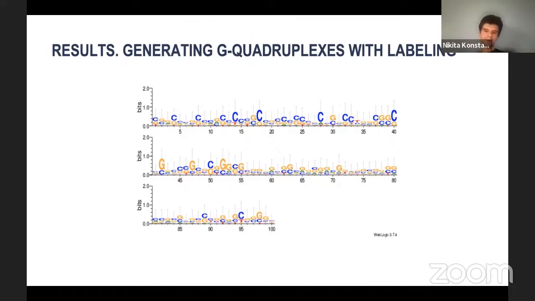Also, we trained not just a generator which generates quadruplex sequences, but also a generator which labels the borders of quadruplexes in a DNA sequence. After that, if we show the borders of quadruplexes in a DNA sequence, we can take sequences of the same quadruplex lengths and look at the frequencies of different nucleotides in different positions, and try to study some new quadruplex patterns based on this data.